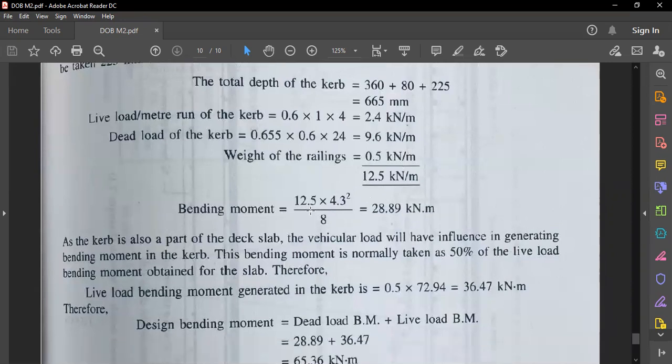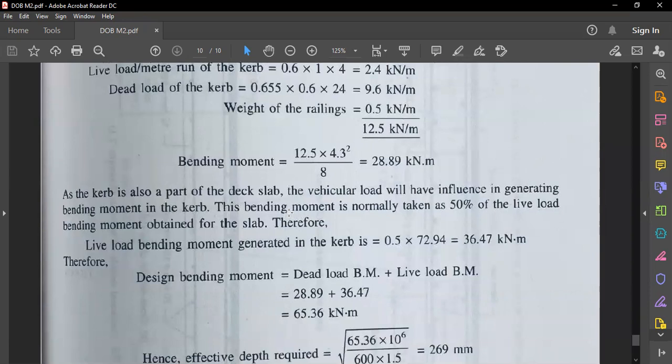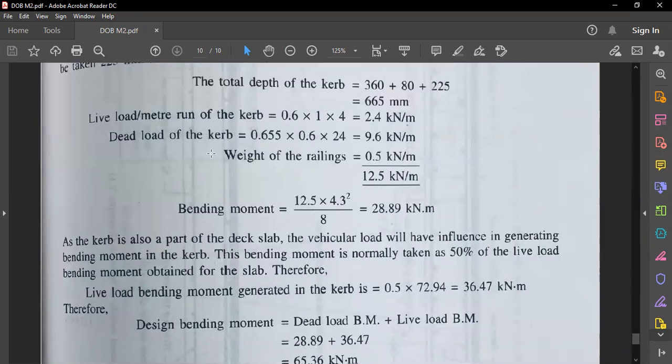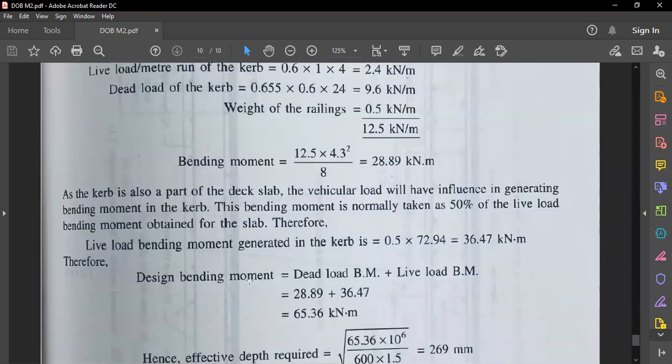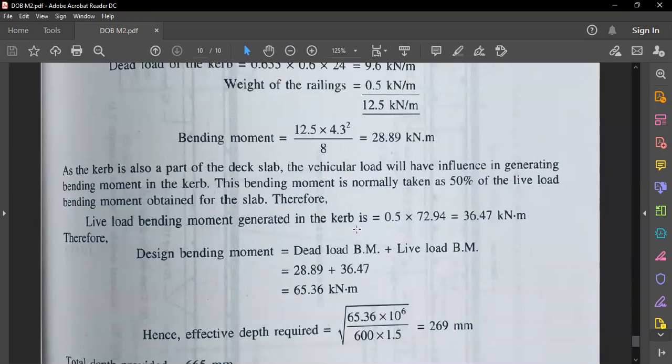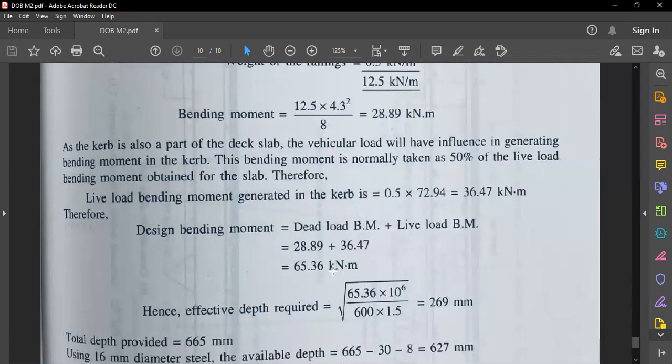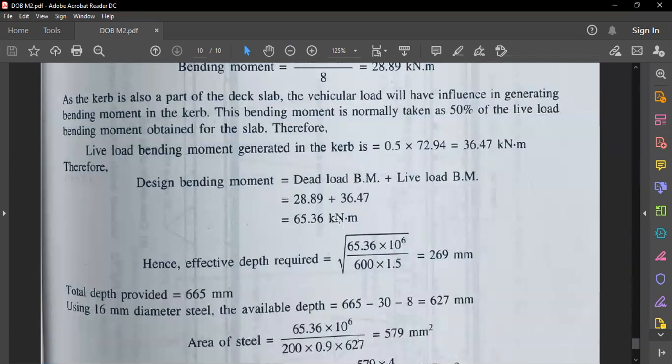Now bending moment is WL square by 8. Okay, so live load bending moment, this is the dead load bending moment. Now the live load bending moment generated on the footpath is 50% of total live load bending moment you have to consider. That is 36.47. So design bending moment is 65.36 now.